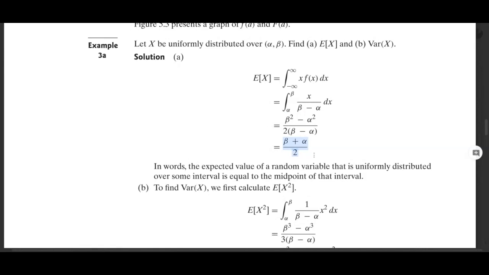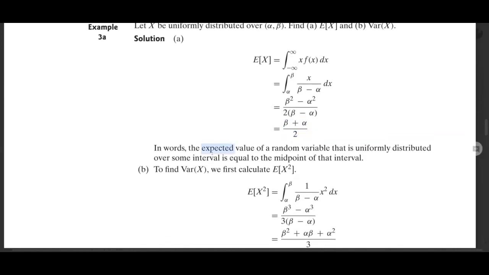So we simplify, and we get, you see, this makes sense, right? Because the area is a rectangle. So this is just the middle, half of beta plus alpha. In words, the expected value of a random variable that's uniformly distributed over some interval alpha and beta is equal to the midpoint of that interval, of course, right?